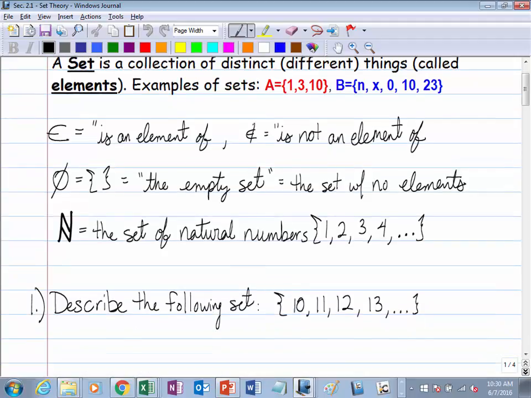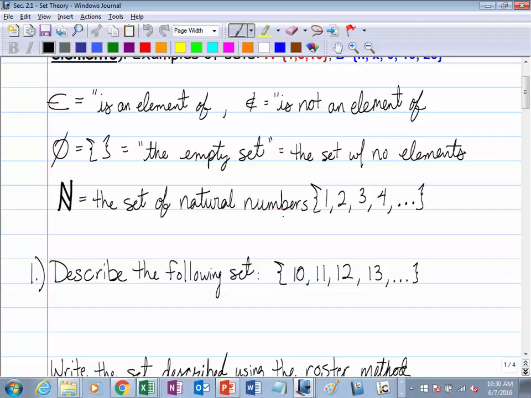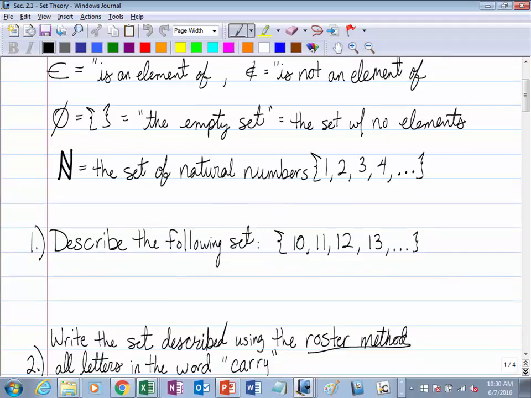Okay, so we want to look at another way to describe this set. So this set starts at 10, and it has 10, 11, 12, 13, and then the ... I'm assuming it has every other natural number after 13. So another way to describe this set is called set builder notation. So you may see that on your homework. They might say, use set builder notation.